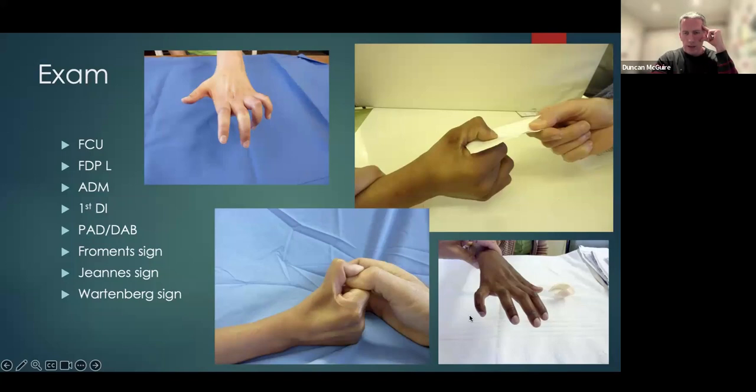And then Wartenberg's sign is escape of the little finger. It's quite a rare sign, but some patients walk around and their little finger is sticking out like that, and it's not possible for them to close it. It can be quite debilitating for them. They struggle to put their hands in their pockets and it often knocks things. So that's something that you see occasionally, but it's not very common.